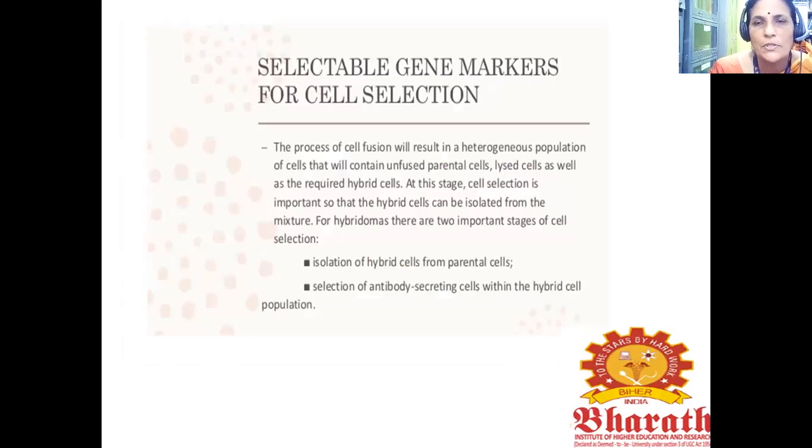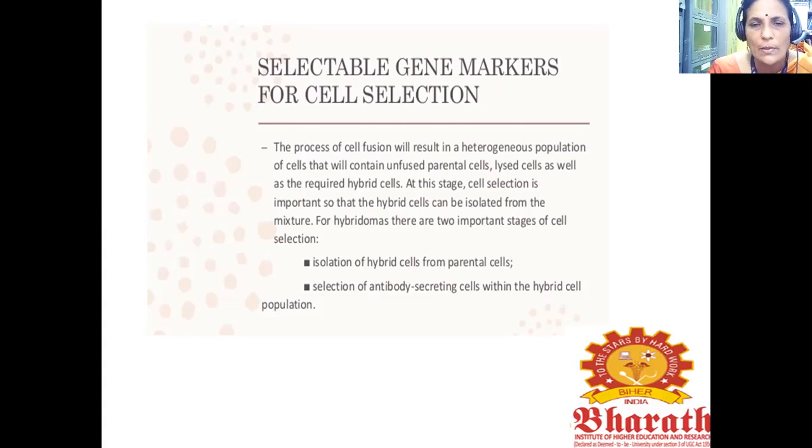Next one is selectable gene markers for cell selection. The process of cell fusion will result in a heterogeneous population of cells that will contain unfused parental cells, lysed cells, as well as the required hybrid cells. At this stage, cell selection is important so that the hybrid cells can be isolated from the mixture.